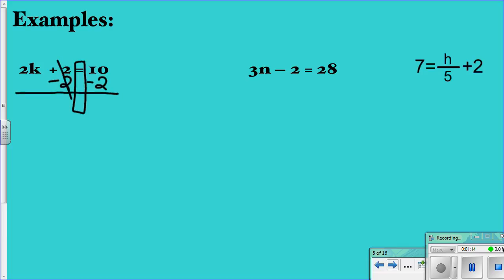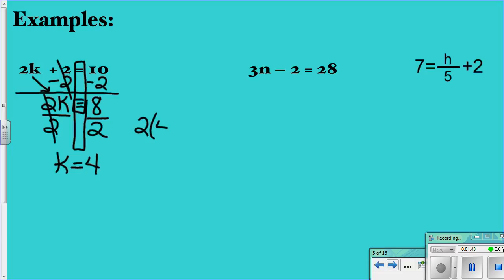Inverses cancel. This time you're left with 2k and not just 1k. And then 10 minus 2 is 8. Don't forget to borrow. Now you need another balance beam, and this time the 2 is attached to the k through multiplication. You will divide. Inverses cancel. 8 divided by 2 is 4.